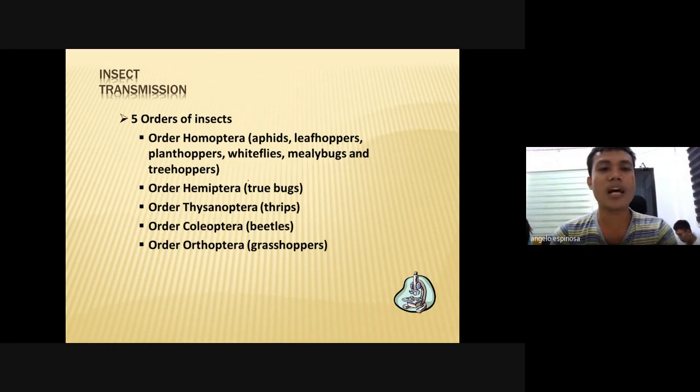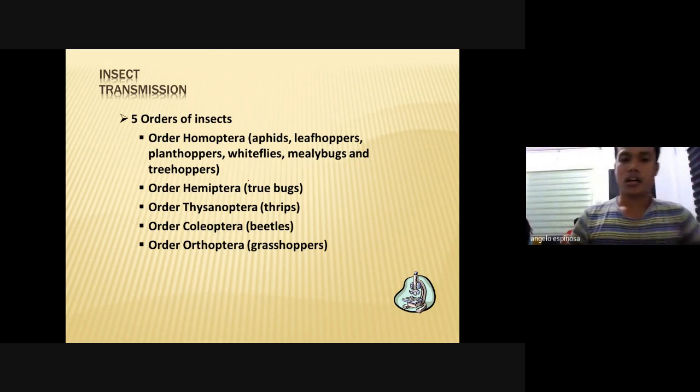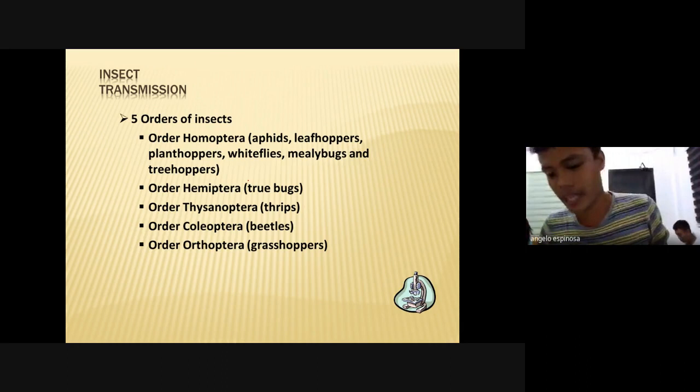And we have insect transmission, of course, as what I have said, we have the green leaf hopper that is common and popular as the vector of virus transmission to another plants. Okay. So we have five orders under the insect transmission. We have order Homoptera, order Hemiptera, order Thysanoptera, order Coleoptera, and order Orthoptera. Okay, these are the five orders of insects that transmit virus to other plants.